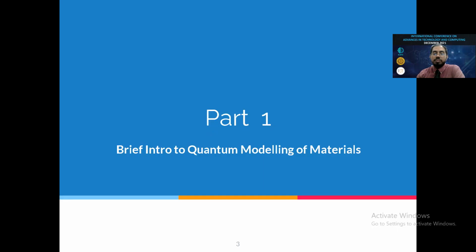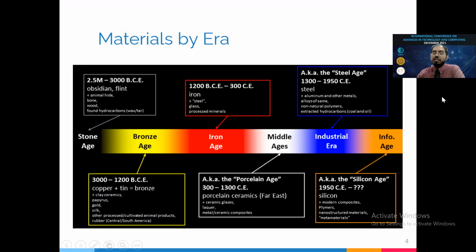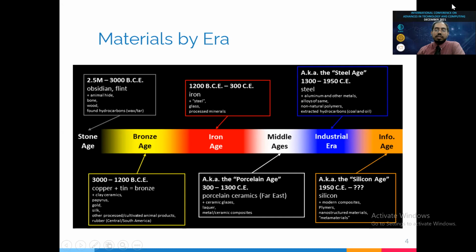Okay, so why do we need computational material simulations? Each of the eras of human history is marked by a material, right? We had the Stone Age, the Bronze Age, the Iron Age, and the Middle Ages are called the Porcelain Age. We have now passed the Silicon Age, and we are in an age called Materials by Design.